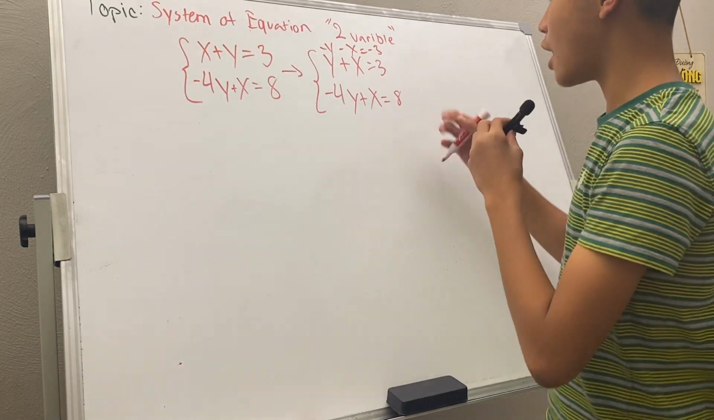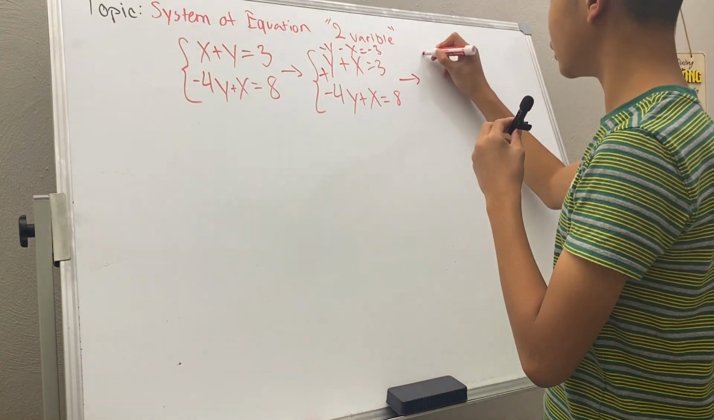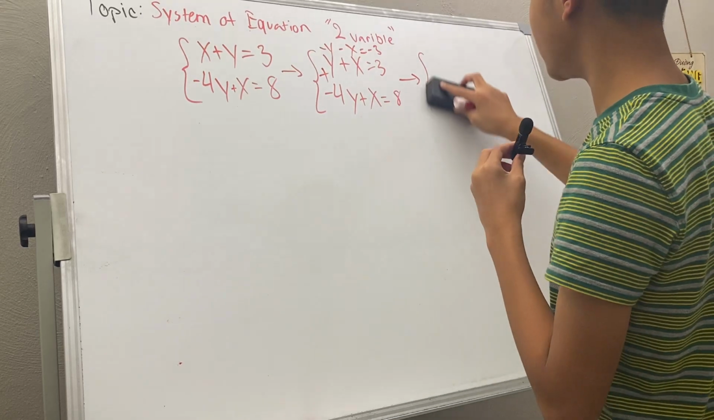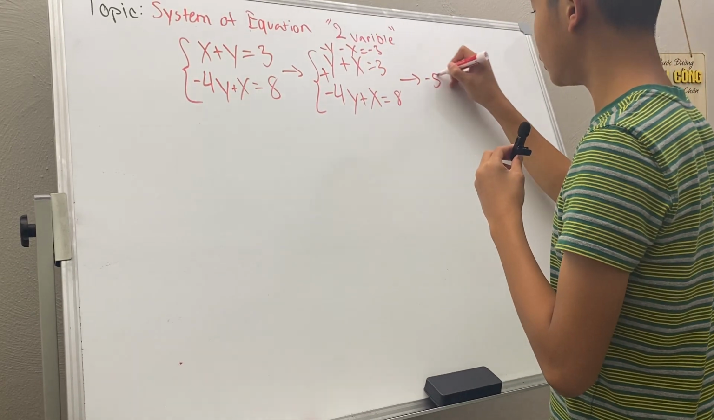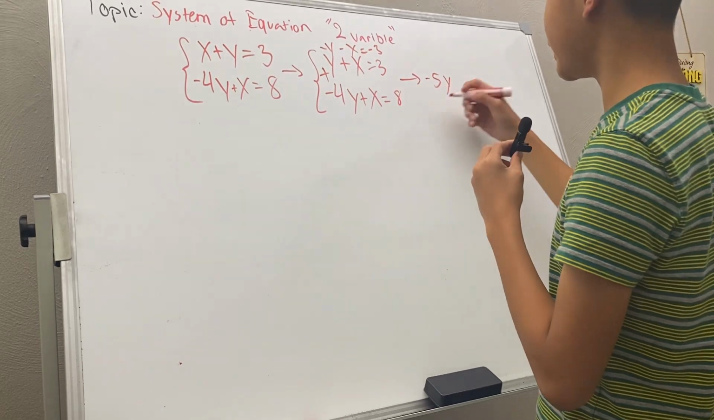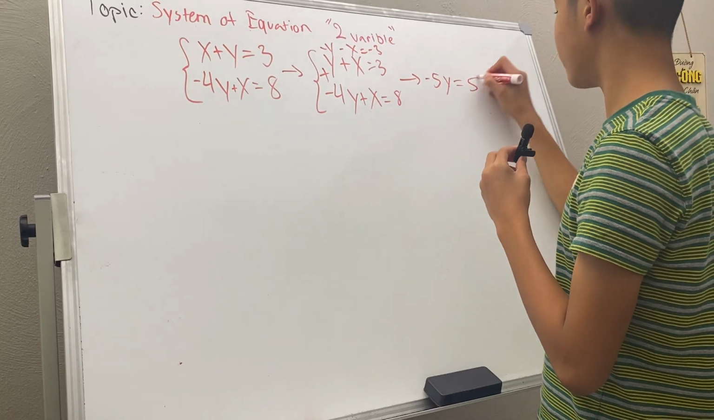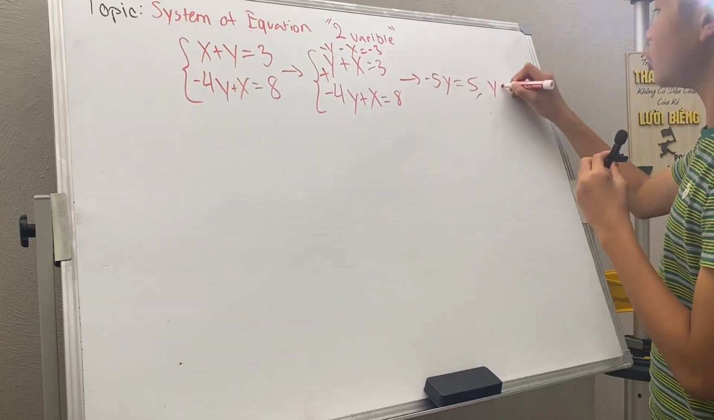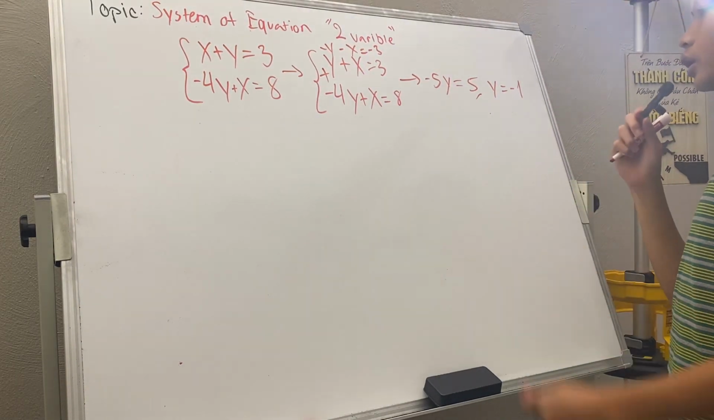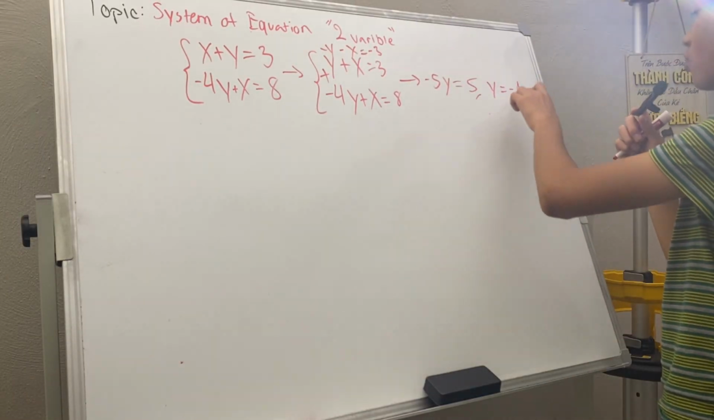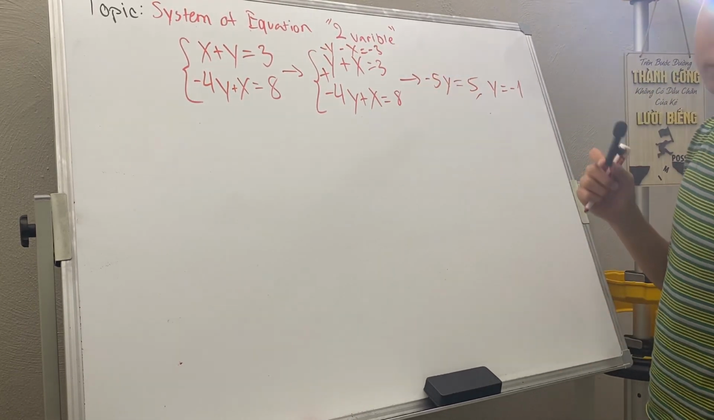Okay. Now combine it. So add this. So you get this. Since you combine, it's only one equation. Here you get negative 5y. This just cancels, and this negative 3 plus 8, you get 5. As you can see, this is equal to minus 1. Okay? Now, if y equals minus 1, let's plug into one of the equations and solve for x.